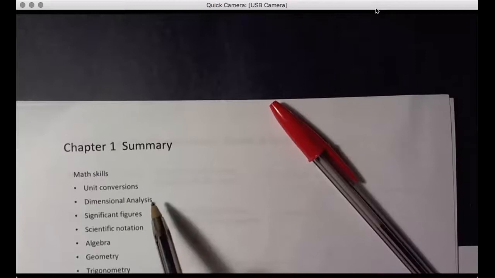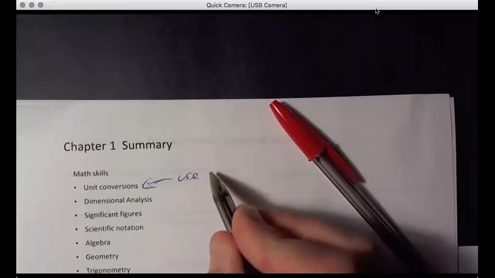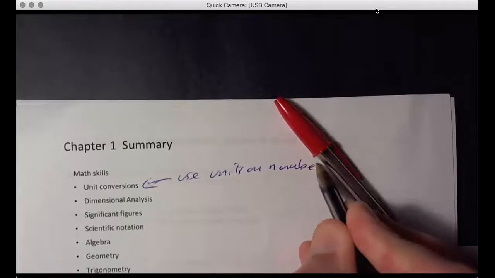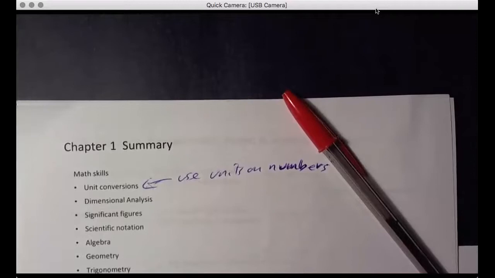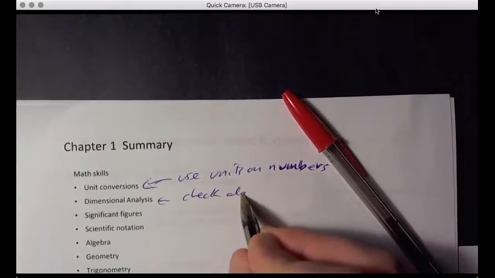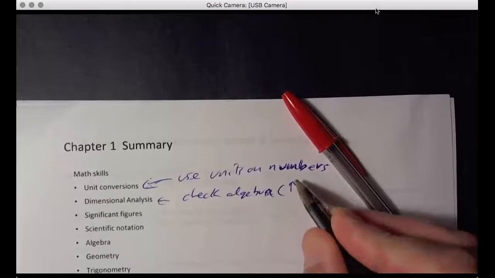Unit conversions. These are our friends, right? Always put in numbers. Use units on numbers. I don't know how many times I've seen cases where people make a mistake on a problem, and it's because they didn't go ahead and put the units on their numbers. They didn't recognize the mistake. Dimensional analysis, again, check your algebra. But oftentimes, just putting the units on the numbers will do this for you.